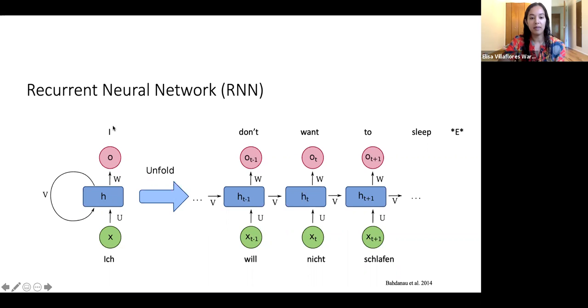But in English, we say I don't want to sleep. So we put the negative before the verb. So in a unidirectional RNN, the model would never see the word nicht before it would see the verb. And so this scenario would never actually happen in an RNN. In a unidirectional RNN, it would never be possible.